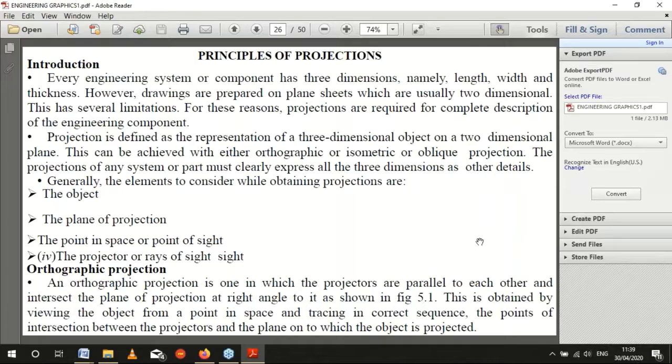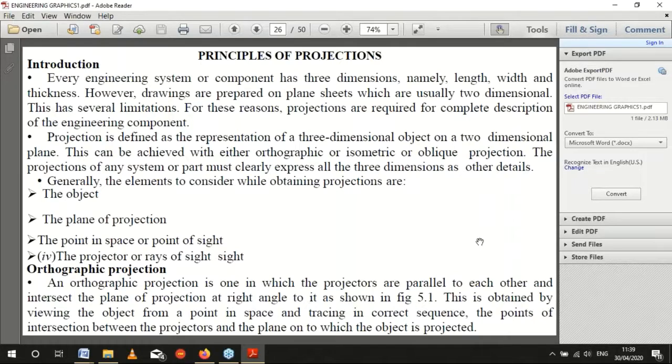The projection of any part must clearly express all the three dimensions I just listed to you. The elements to consider while obtaining projections are: please, let's take note of this, it might come as a theoretical question in our exam. What are the elements? One, the object.